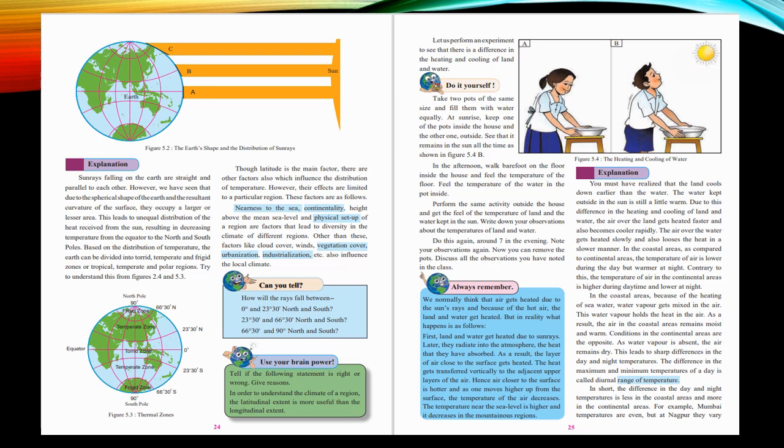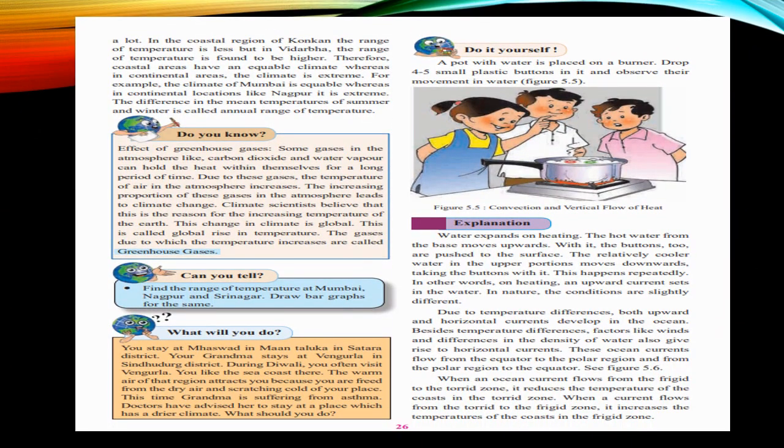In short, the difference in the day and night temperature is less in the coastal areas and more in the continental areas. For example, Mumbai temperatures are even, but at Nagpur they vary. Yes. So let's move on to the next page now. Now moving on to page number 26.